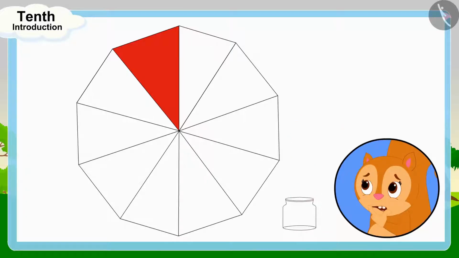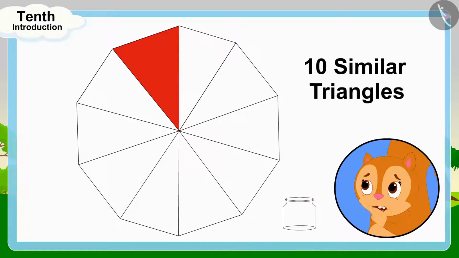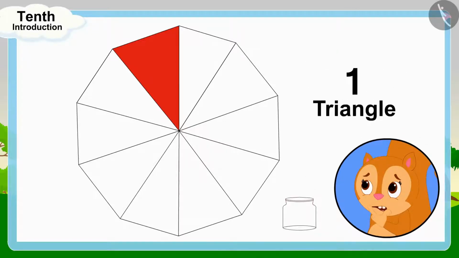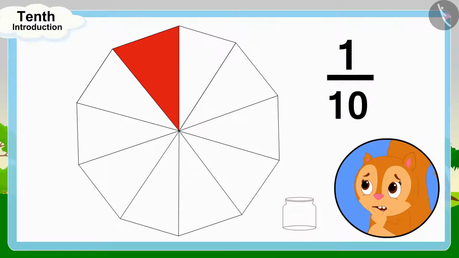This flower is made up of 10 similar triangles, and Chanda has colored one of these triangles. This means Chanda has filled red color in 1/10th part of the flower.